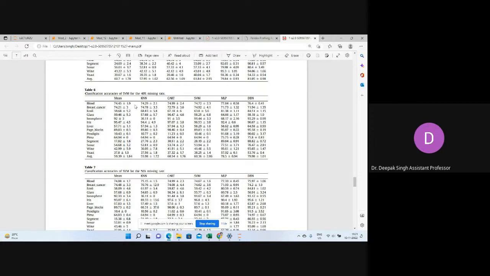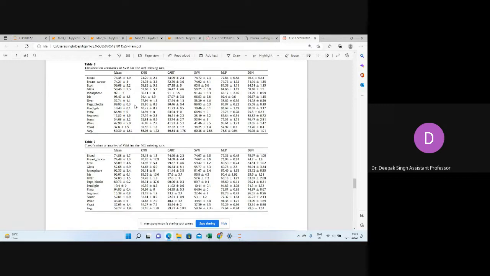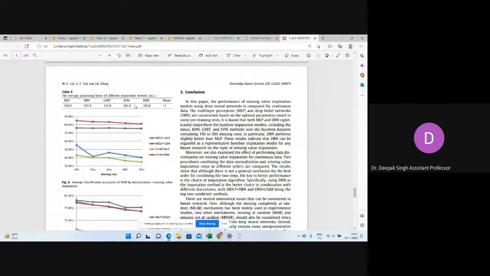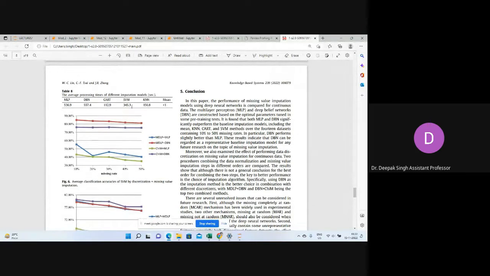Are you understanding? So the amount of time taken for getting one table would be very enormous. Are you getting my point? So it's a very exhaustive experiment that they have conducted. Then the average processing time is also mentioned here by them, okay?